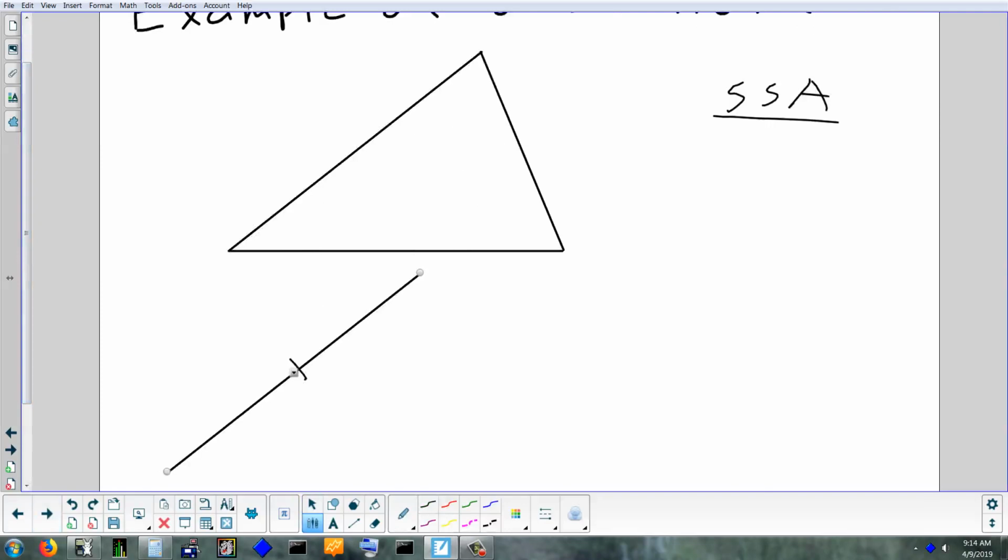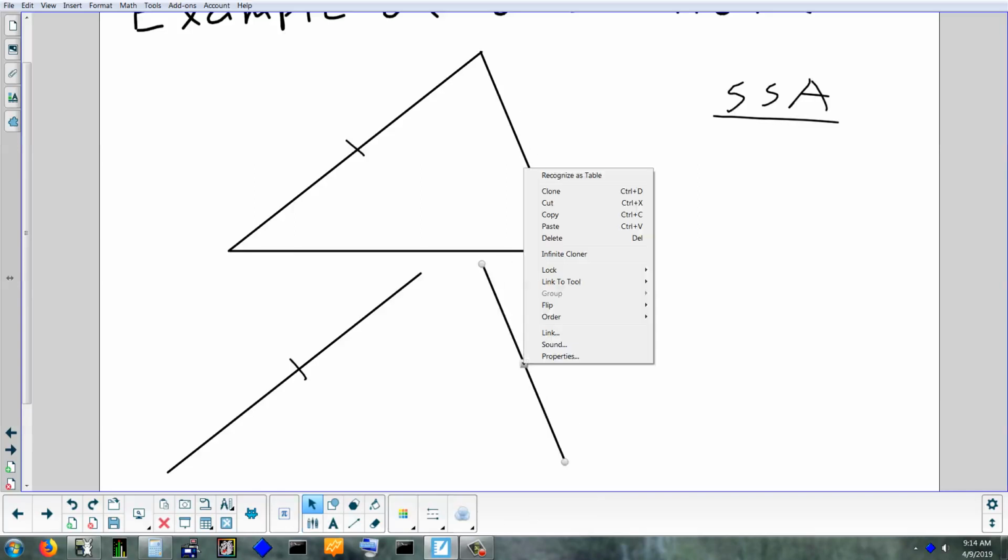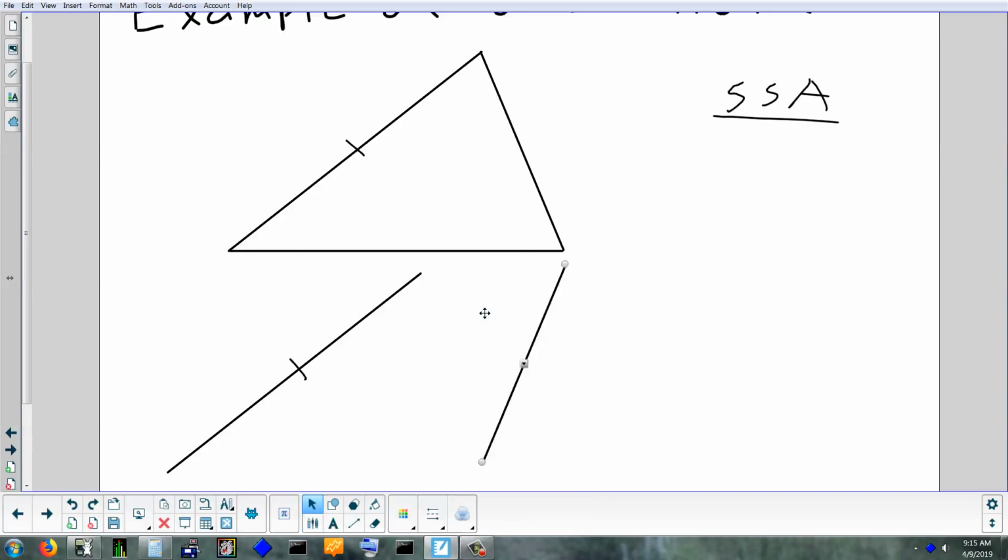Does everyone agree that this side and that side are the same length? Have I done any trickery? Okay. So those two sides are the same length. Now, I'm going to take this side, make a copy of it, and flip it. Did I change the length of it? No. I just made a mirror image of it.